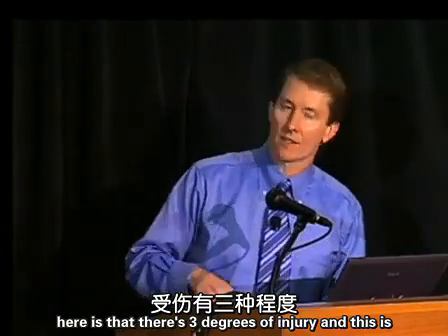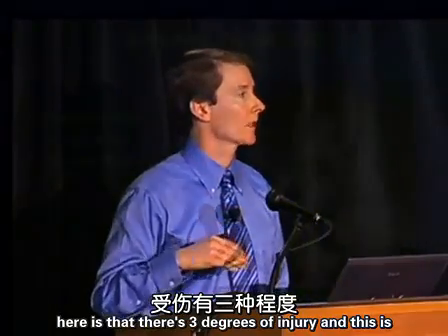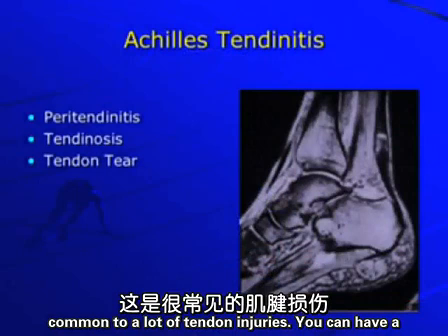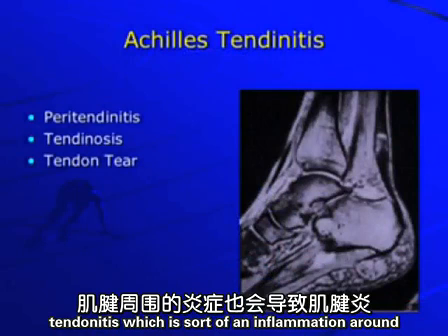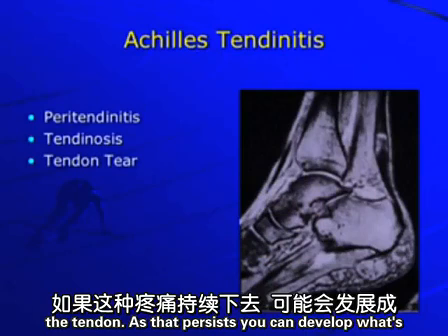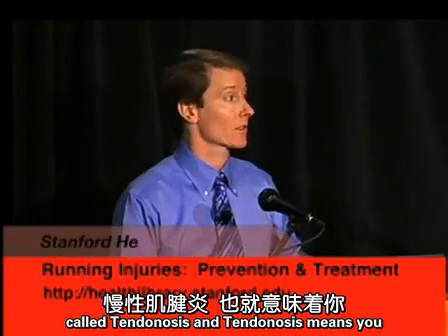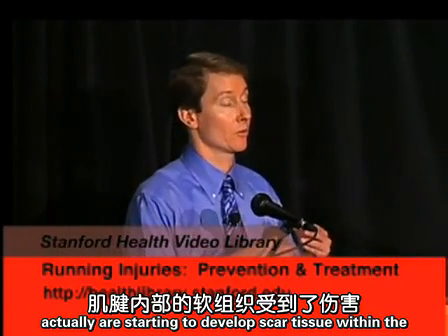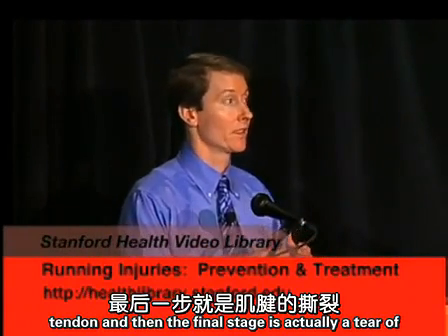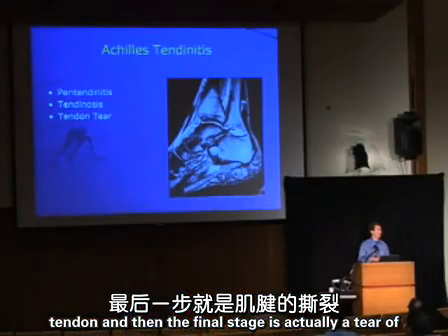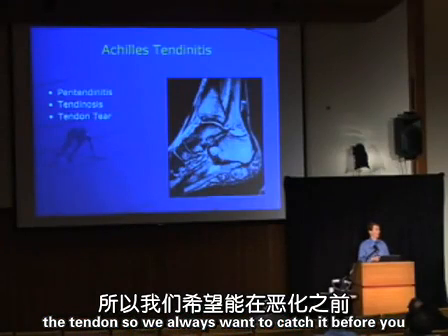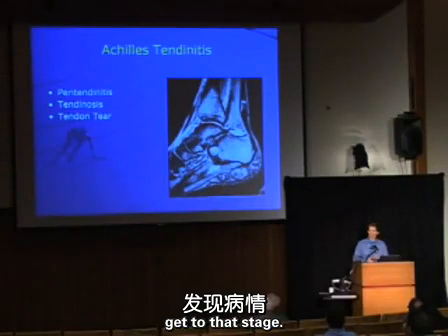What I want to point out here is that there are 3 degrees of injury. And this is common to a lot of tendon injuries. But you can have a tendinitis, which is sort of inflammation around the tendon. As that persists, you can develop what's called tendinosis. And tendinosis means you actually are starting to develop scar tissue within the tendon. And then the final stage is actually a tear of the tendon. So we always want to catch you before you get to that stage.